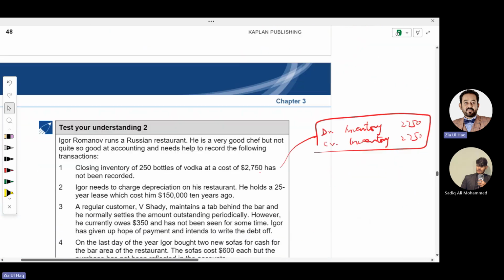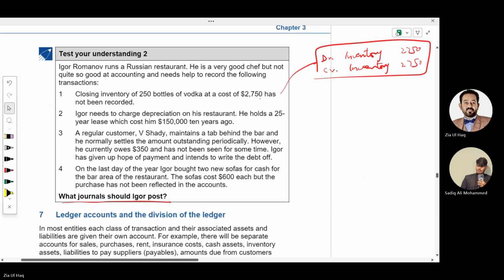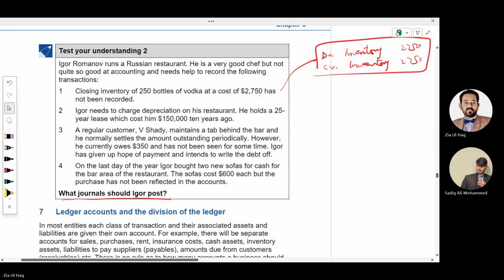The amount is given. This means he has inventory of 250 bottles. What is the amount of those 250 bottles? 2,750. He's not saying 2,750 for each bottle. If it were 2,750 for each bottle, then we would calculate the amount 2,750 into 250. So 2,750 is the amount of all 250 bottles. So number 1 we have recorded. Number 2.